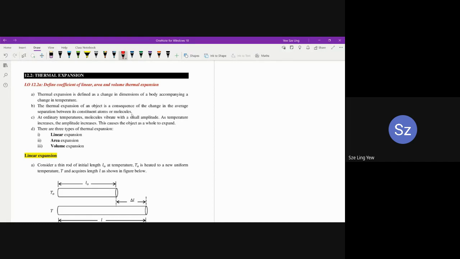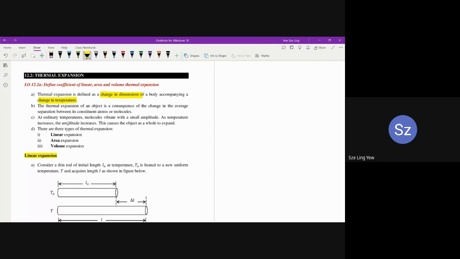So thermal expansion is defined as a change in dimension. Okay, change in dimension, because now it expands, of a body accompanying a change in temperature. So you change the temperature, and as a consequence, the dimension changes as well. So the thermal expansion of an object is a consequence, this is what I told you just now, of the change in the average separations between its constituent atoms and molecules.